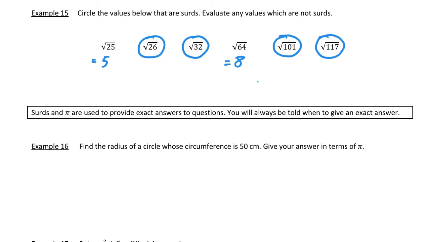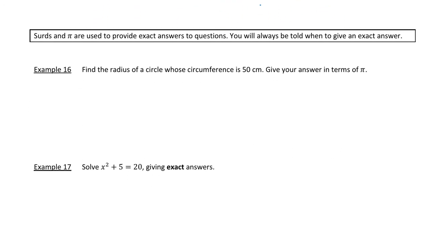So we're going to look here at how we can actually use these. Surds and pi are used to provide exact answers to questions. You will always be told when to give an exact answer. So when you see the word exact, you need to either leave it in terms of pi or leave it in terms of a surd.